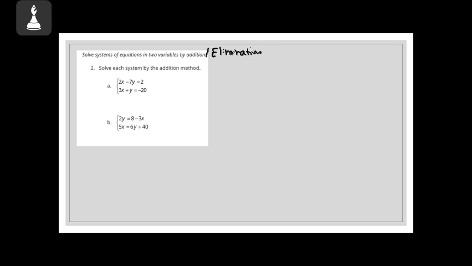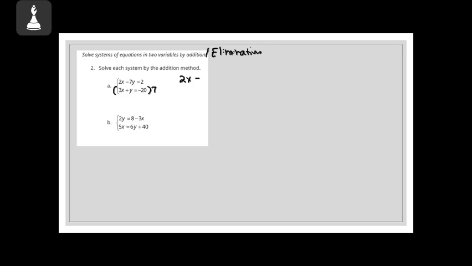So looking at the first problem, 2x minus 7y equals 2, 3x plus y equals negative 20. Right now, the x's are not opposites of each other. The y's are not exact opposites of each other. So what I have to do is multiply one of the equations by a number so that I can make them exact opposites. If I look at the y's, I have negative 7y in the top equation and positive y in the bottom equation. So if I multiply everything in this bottom equation by 7, I'm going to have exact opposites in my y's. So let's take a look.